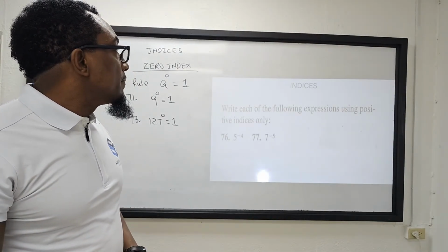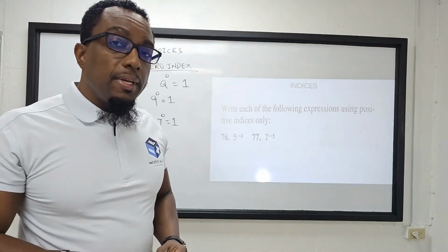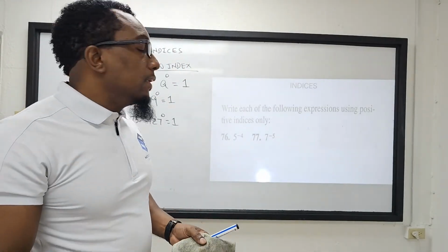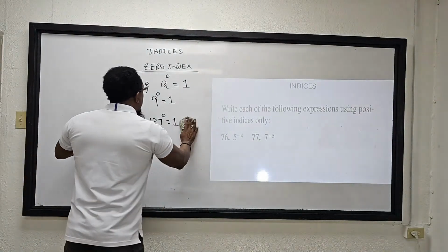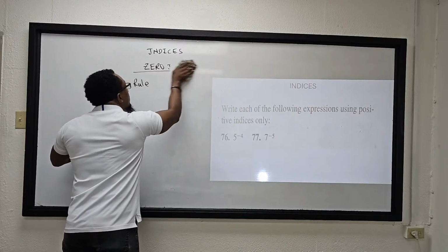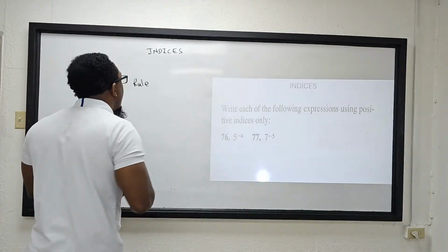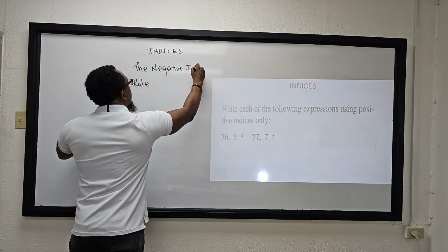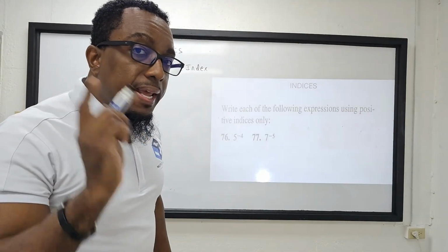Right, so we're looking at the rule of the negative index of power. When the power is negative, how do we treat a power that is negative? Normally when the power is negative, what we often attempt to do is to move it from a negative power to a positive power. Alright? But let's take what's the rule first. So we're looking at the negative index. When the power is negative, what do we do?